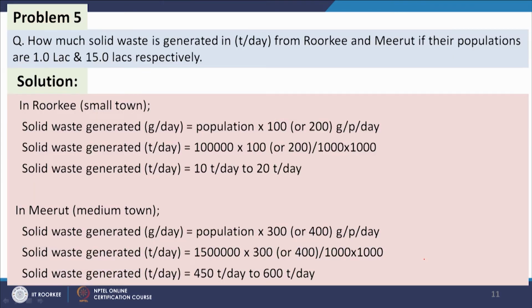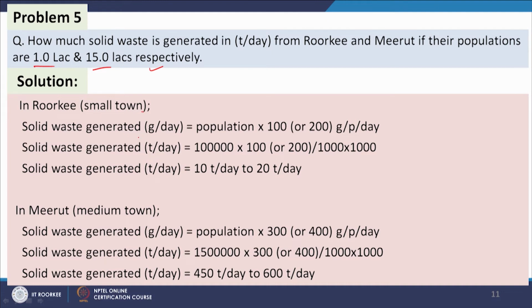So, problem number 5, the statement is, how much solid waste is generated in ton per day from Roorkee and Meerut if their populations are 1 lakh and 15 lakhs respectively. So, this problem is based on the per capita solid waste generation capacity. So, Roorkee 1 lakh and Meerut 15 lakhs. If we compare, one is a small city, another is a medium town, as we have discussed in the previous class. So, here we are getting the small town Roorkee.